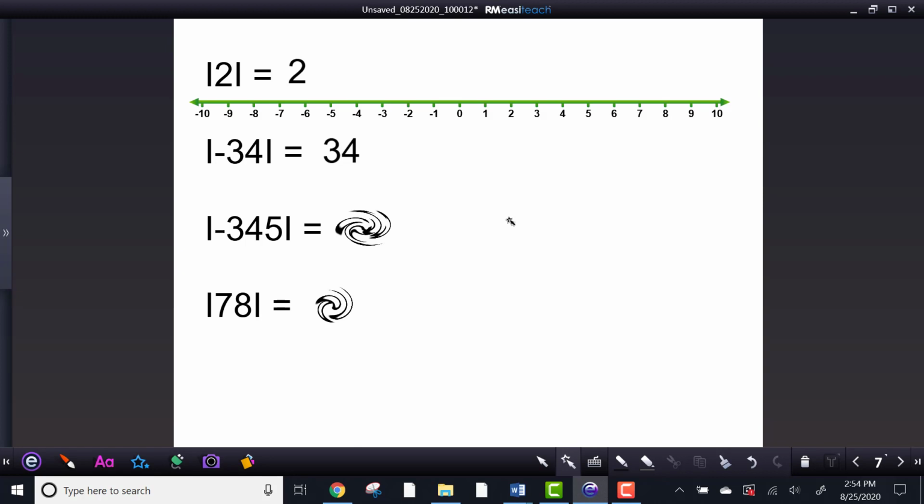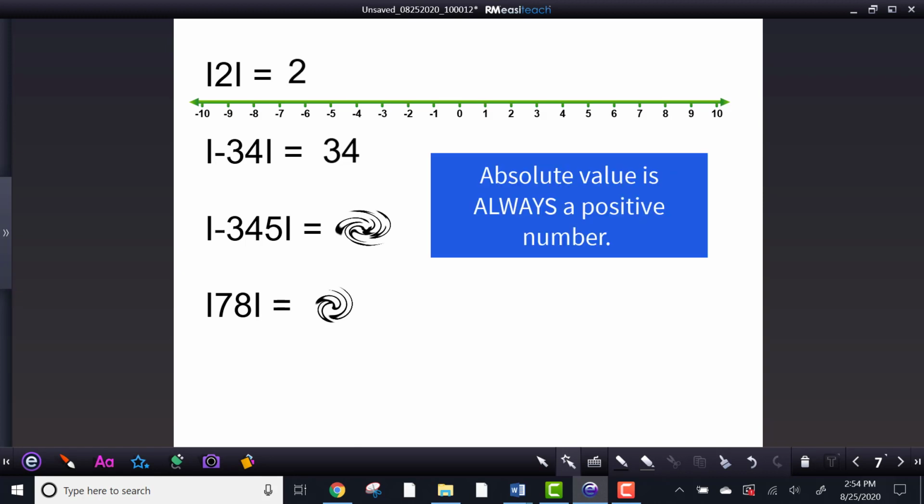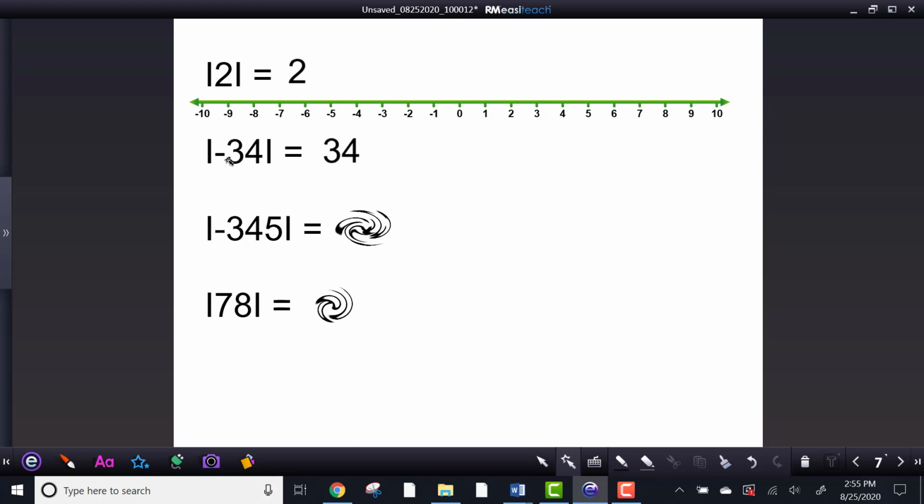Now a key tip that you can see is that no matter if the original number is a negative or a positive number, the absolute value is always positive. It's never a negative number. So you can see the absolute value of negative 34, just drop that negative symbol and it's positive 34. Absolute value of negative 345, once again, you just basically drop that negative sign in front. Negative 345, the absolute value is 345, which means it is 345 units away from zero on a number line.